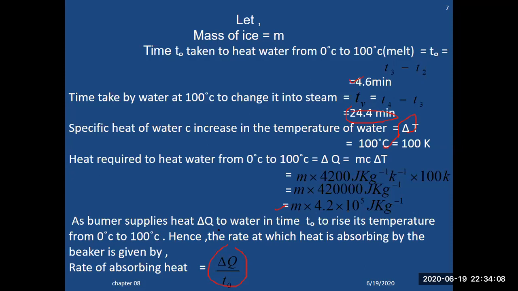As the heater supplies heat delta Q to the water at temperature T1 and power P to raise its temperature from 0 to 100 degrees Celsius, hence the rate at which the heat is absorbed by the beaker is this. So this is at constant temperature, because at constant temperature the water starts converting from liquid to gaseous form. So this is called latent heat of vaporization, and it is calculated by using this amount: how much heat energy you have given, at what temperature you have given it to convert it into steam.